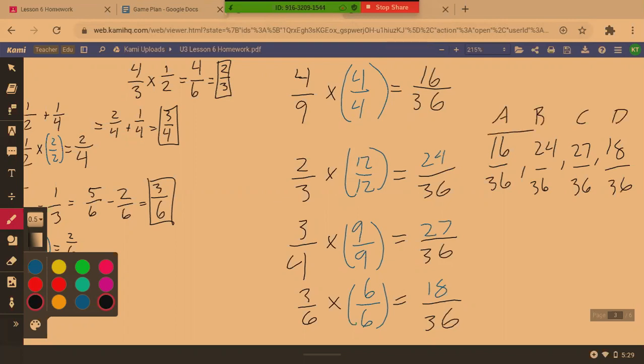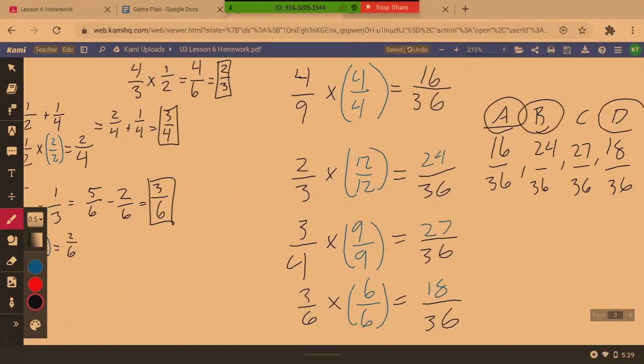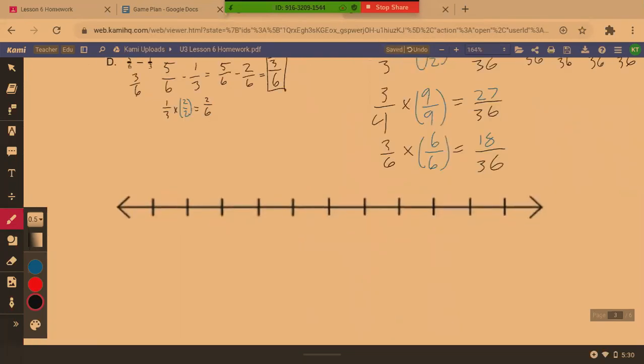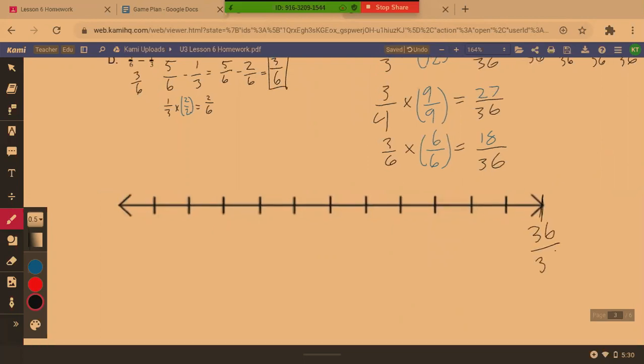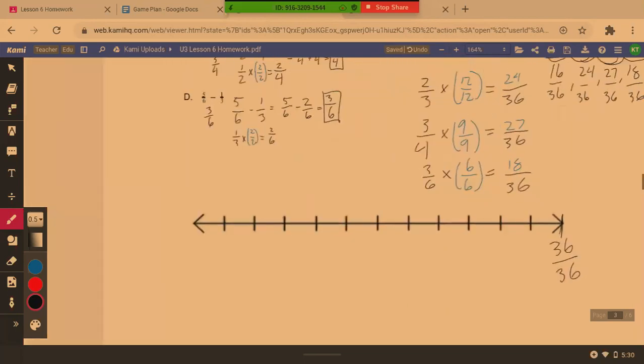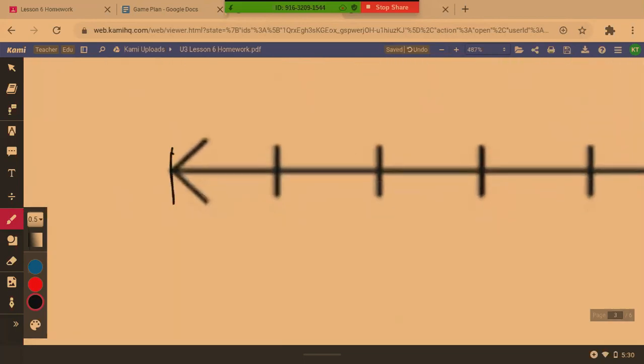I can evenly compare these now because the denominators are the same. The only thing that's different is the numerator. So I compare the numerator, and I can see that A is the smallest, D is the second smallest, and then B, and then C is the largest. So let's go put these on the number line. So 1 whole is going to be 36 out of 36. That's a whole. And 0 right here is going to be 0 out of 36.